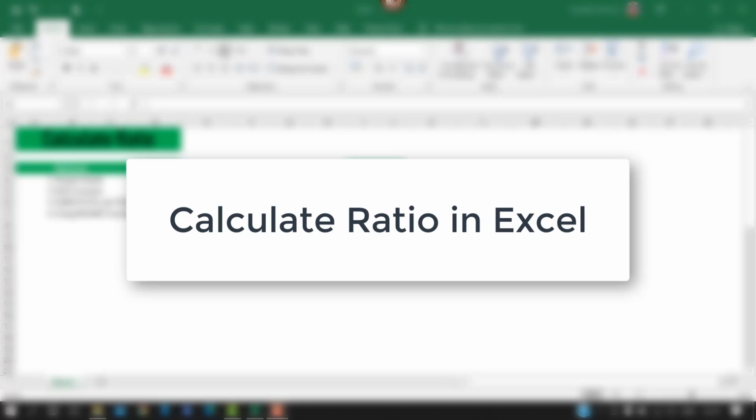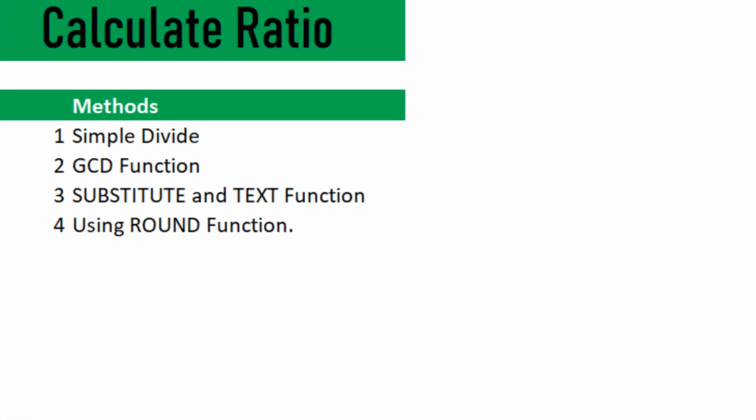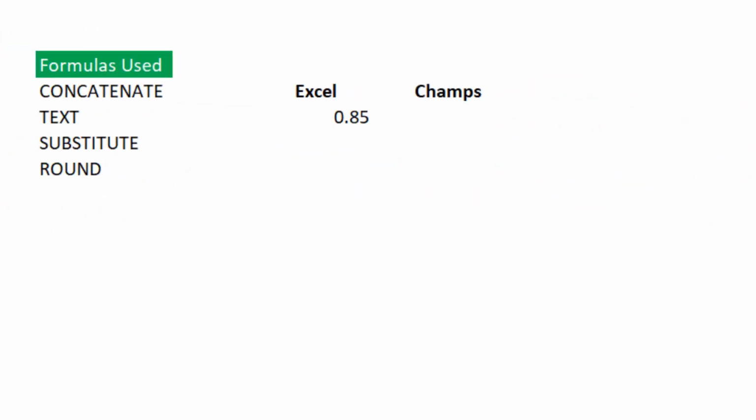In today's video, we are going to learn about calculating ratios in Excel. There are only four methods available to calculate ratio in an Excel sheet. Now in this video, we will go through each and every method one by one. The four methods are listed on my screen, that is simple divide, GCD function, substitute and text function, and by using round function.